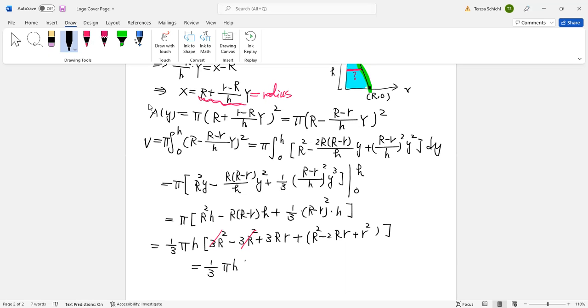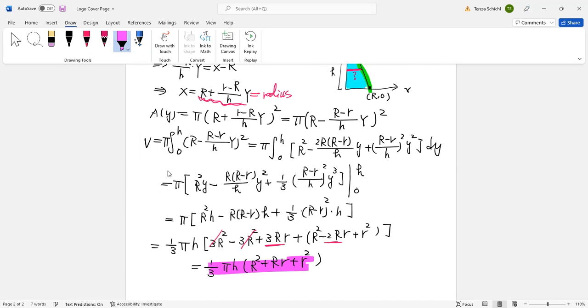Okay, now I have an R squared. All right, so this is R squared, and here this is plus 3R minus 2R. So how many R here? I have R, okay? And then the last one is plus r squared. It's pretty cool, right? So let's see our answer here, okay?